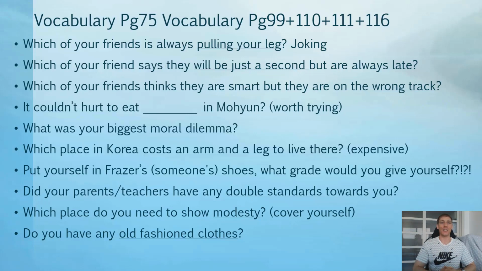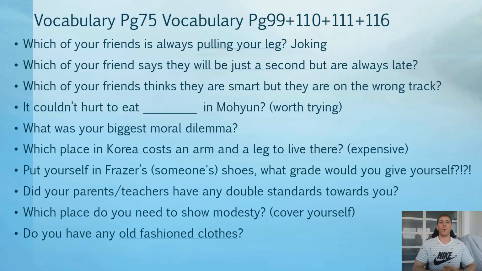Next one, it couldn't hurt to eat blank in. Now you can say Mohyun. If you've been to Mohyun, you can say your hometown. Couldn't hurt means it's worth trying. It's a good thing to do. So, it couldn't hurt to drink some beer tonight. It means it's a good idea.